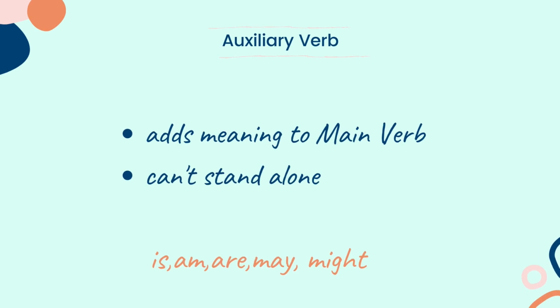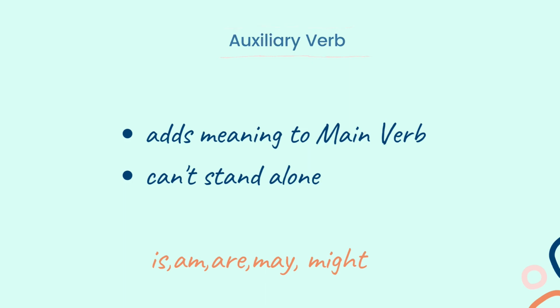Now, let's look into auxiliary verbs. What is an auxiliary verb? It adds meaning to the main verb. It can't be used standalone. It means that you can only use these words with the help of main verbs. Its independent existence doesn't exist. Some examples of it could be is, am, are, may, might.